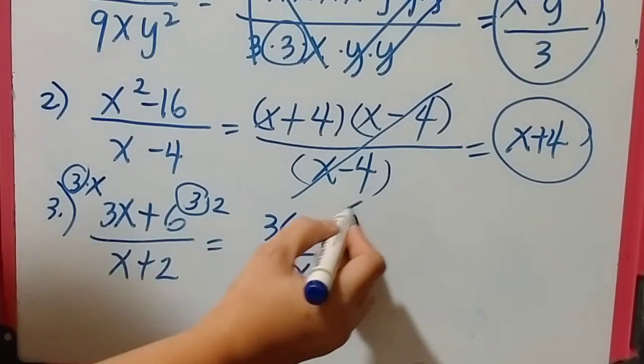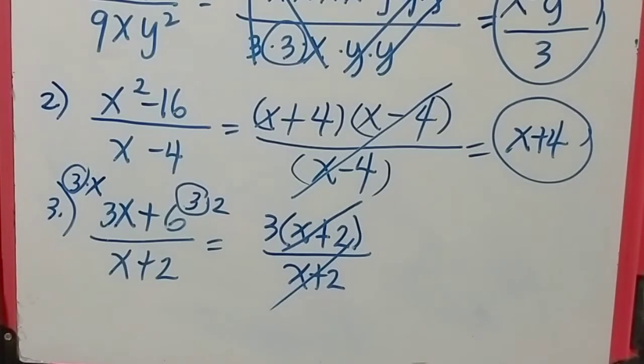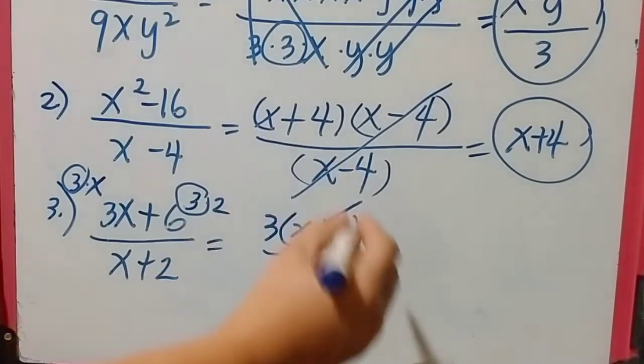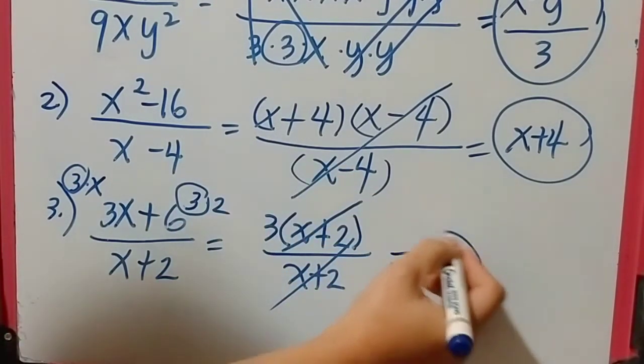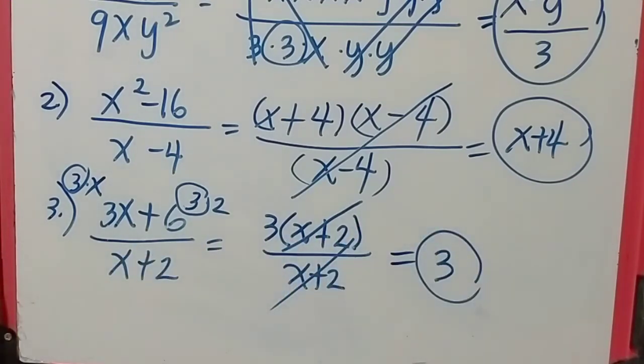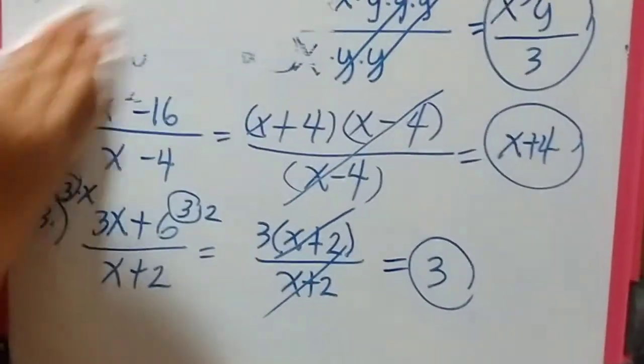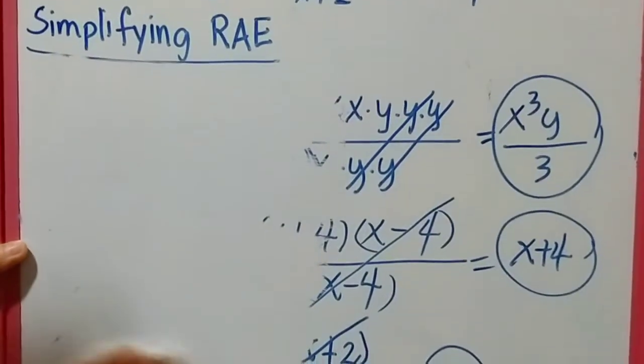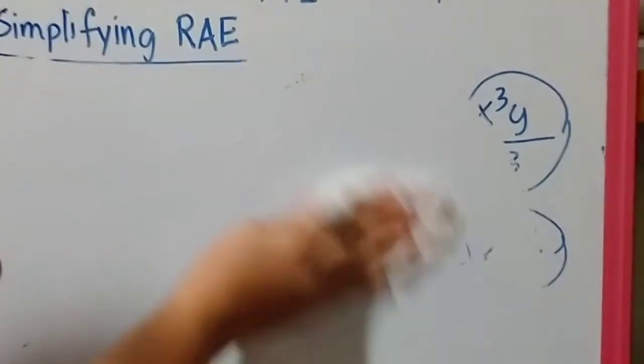Again, obviously, x plus 2 is common, so we're going to cancel it because that's a fraction equivalent to 1. Now, we have 3 as the final answer. So, let's have more examples for you to understand it better. Let's have 2 more examples. This time, I'm going to erase this. Okay. So, let's take the 4th example.